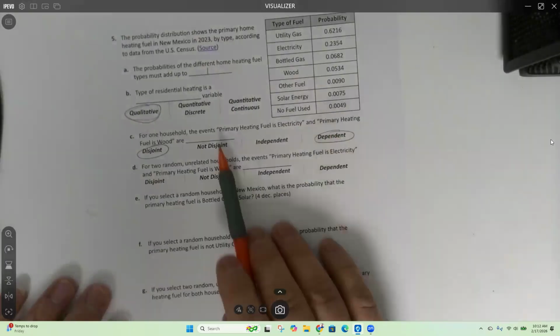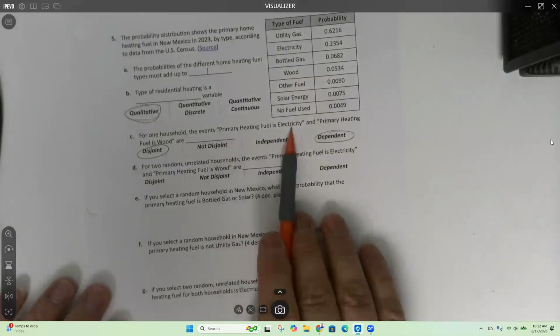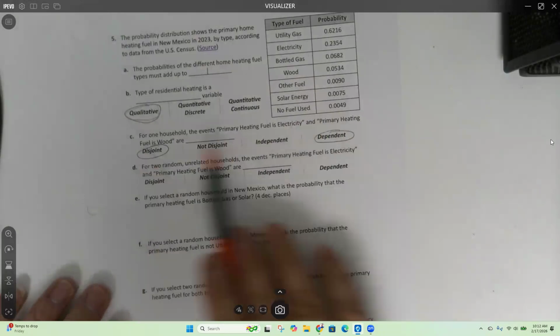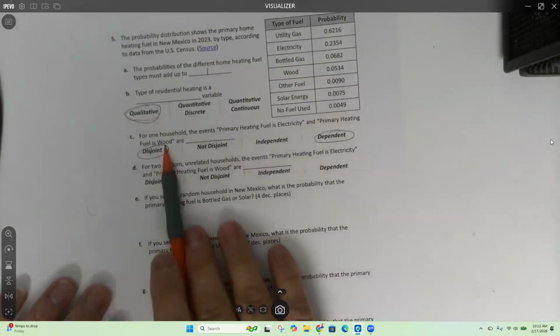Okay, so if you said that your primary heating fuel is electricity, that automatically affects your answer to the following event: primary heating fuel is wood. It automatically makes your answer no to that.